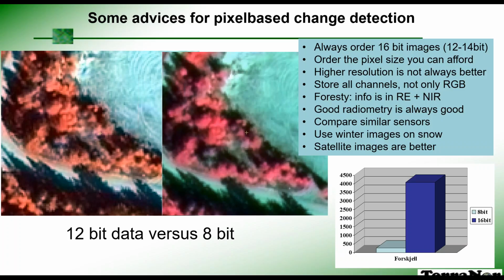Higher resolution is not always better. So, like we did for this project, we went out to 1 meter resolution, which is quite good for both detecting new roads and changes. And we resampled it up to 5 meters. You should store all channels, not only RGB.